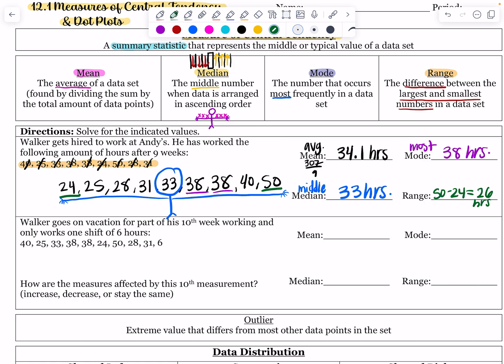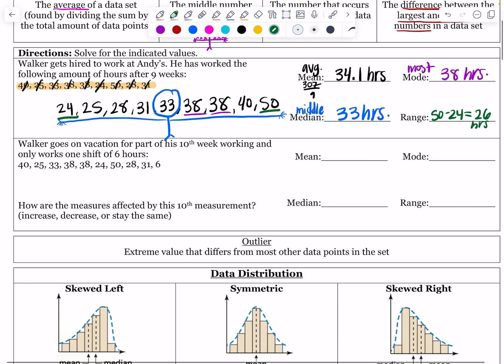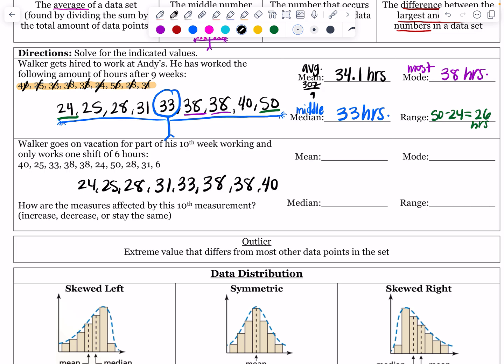Okay? So Walker goes on vacation for part of his 10th week. So he says, hey, I'm going to work a 6-hour shift for the 10th week, and then I'm peacing out and going to the beach. So he has all of these same numbers again, but this time we've got 24, 25, 28. I'm just copying it from before: 31, 33, 38, 38, 40, and then 50. So we add in 6 hours. He works a very, very short shift before he leaves. So we're adding in 6 hours.